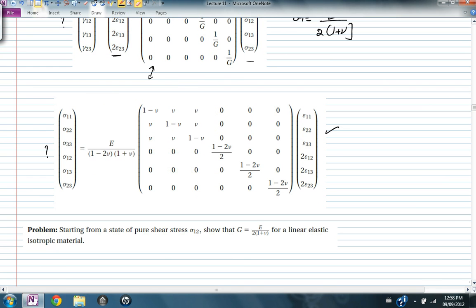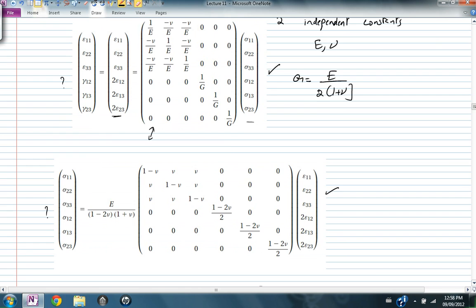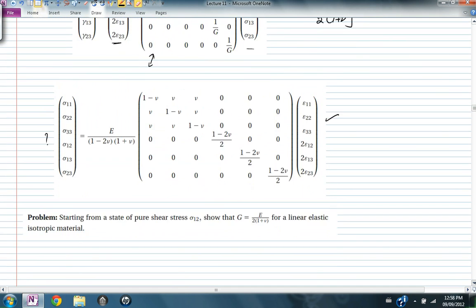So far, we have shown that in an isotropic linear elastic material, I have two independent constants, E and Poisson's ratio, but G is related to those. And I would like to show you now how I would show that indeed G is given by E divided by 2 multiplied by 1 plus Poisson's ratio.